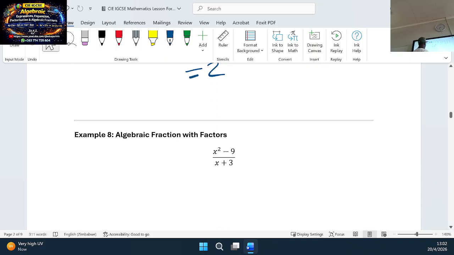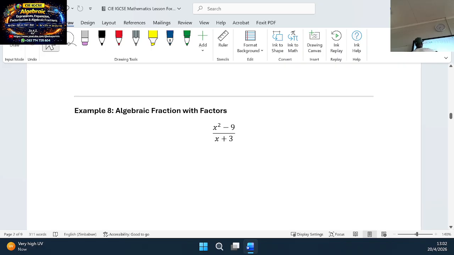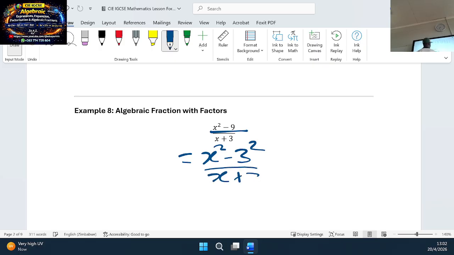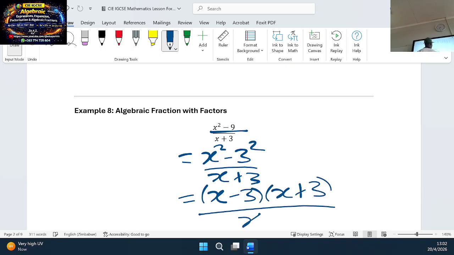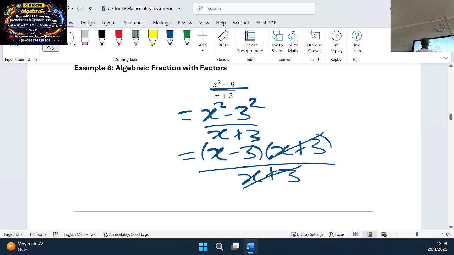Then moving to number 8, where I want to simplify an algebraic fraction with factors. Well, my numerator, if I look at it clearly, is x squared minus 3 squared, all over x plus 3. And if I check carefully, on the numerator I have a difference of two squares, which can be factored into x minus 3 and x plus 3. That's my numerator. All over on the denominator is x plus 3. And from one direction, I can see x plus 3, they cancel, leaving me with a final solution of this.